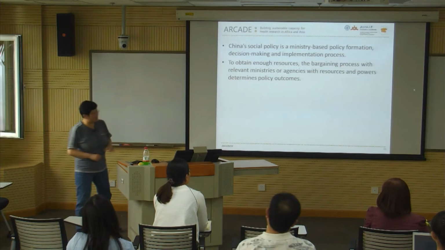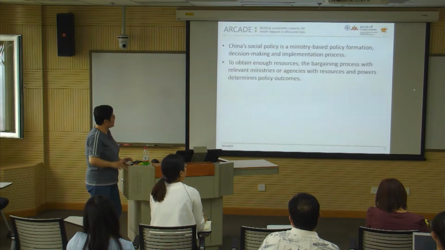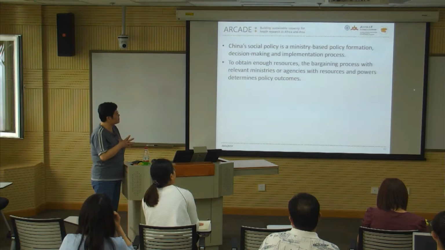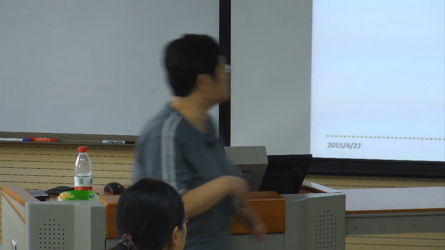The other thing is that policies are really ministry-based in policy formation, as we showed in the chart, for decision making and implementation. You have to obtain enough resources, and the bargaining process with relevant ministries or agents with resources and power determines policy outcomes. Why? The Ministry of Health has to work with the Ministry of Finance to get the budget allocated. For insurance, we have to work with the Ministry of Human Resources and Social Security. So it's a bargaining process. If they want to build more hospitals, they have to work with the National Development and Reform Commission. In this process, they obtain resources and are also controlled by other ministries.